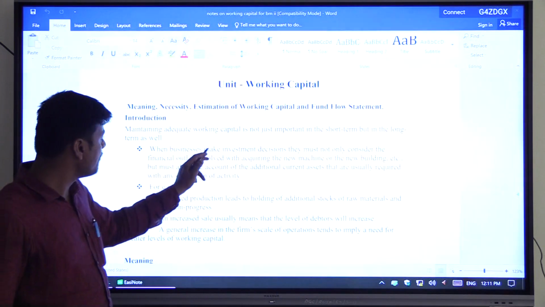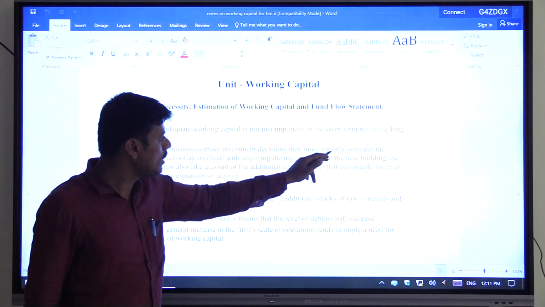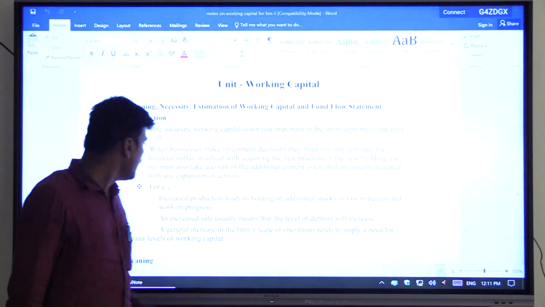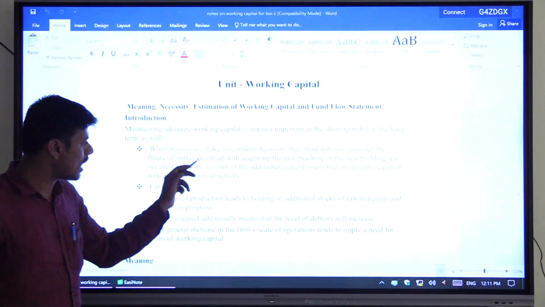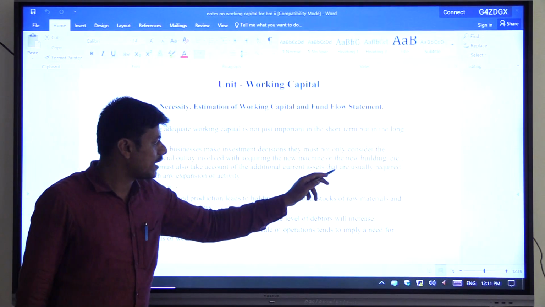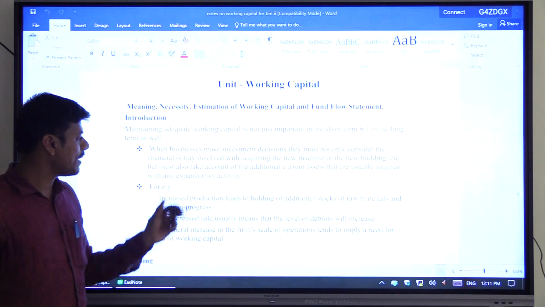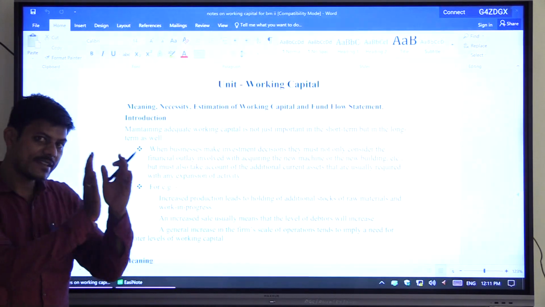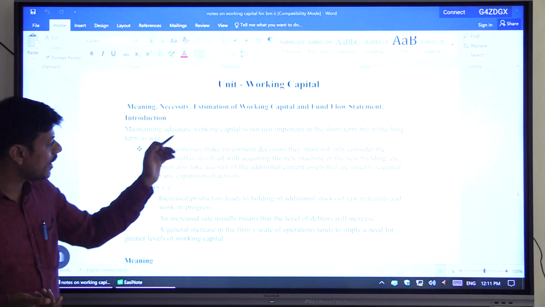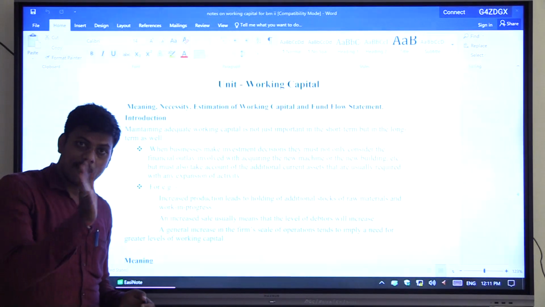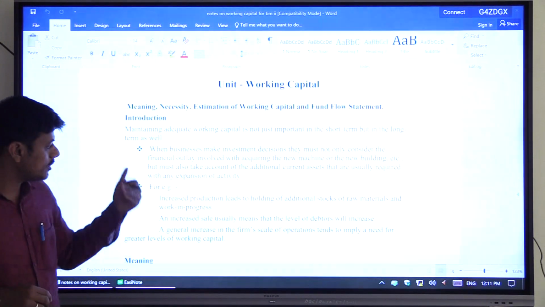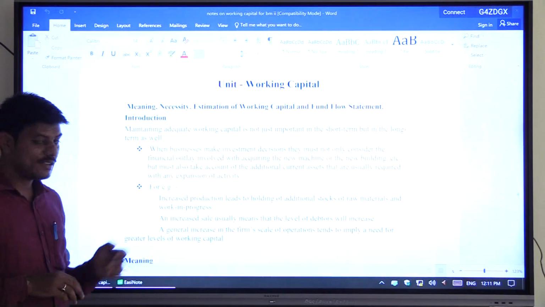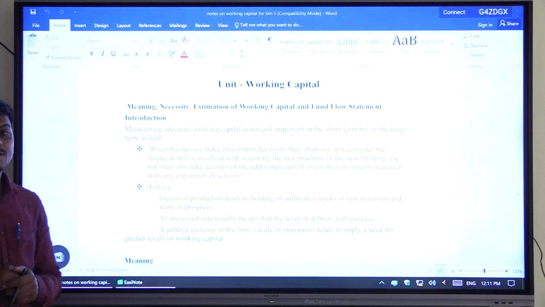Now here, when a business makes an investment decision, it must not only consider the financial outlay involved in acquiring a new machine or a new building, etc., but must also take into account the additional current assets that are usually required with any expansion of activity. That means businesses are also focused on the additional current assets they require for the expansion of their business activity.